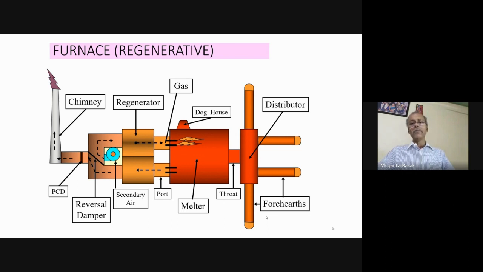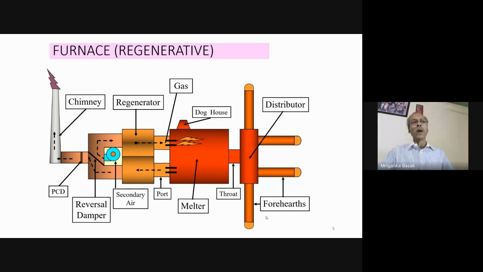Now, what is refining? There can be certain impurities inside the glass that will settle down at the bottom, number one. Number two, there can be air bubbles trapped inside the glass. Those air bubbles escape in this distributor. So glass is almost homogenized in the distributor.